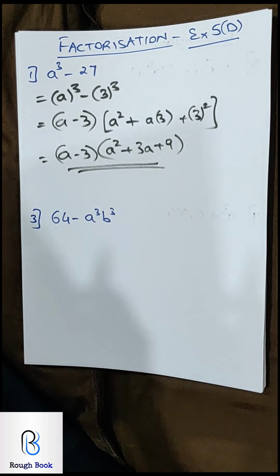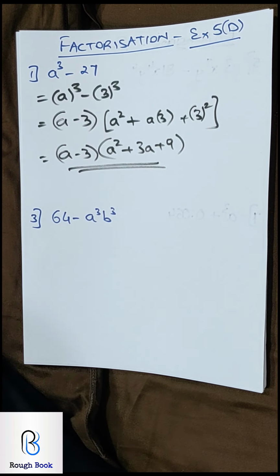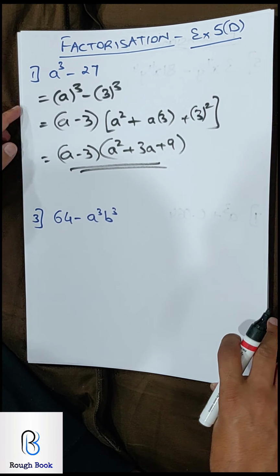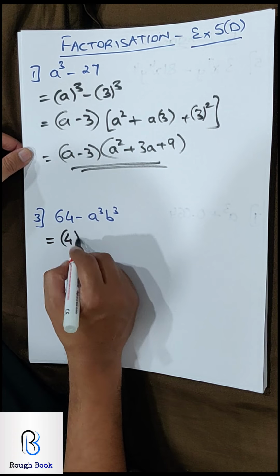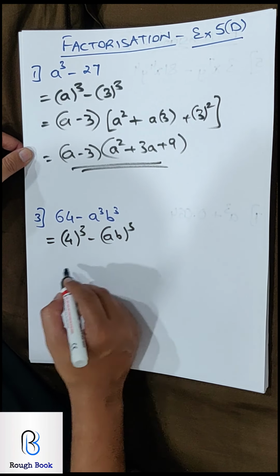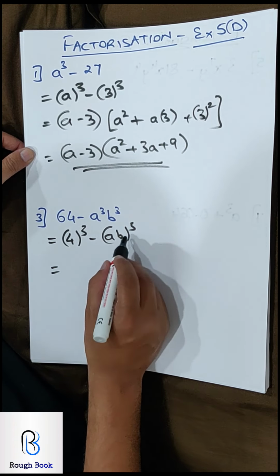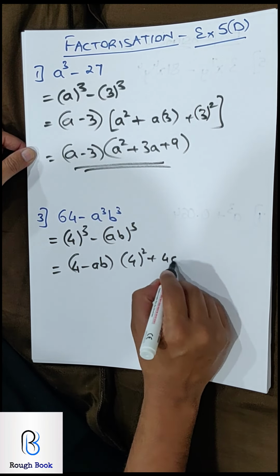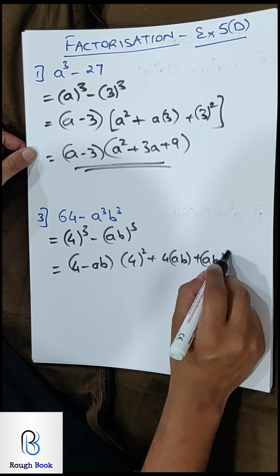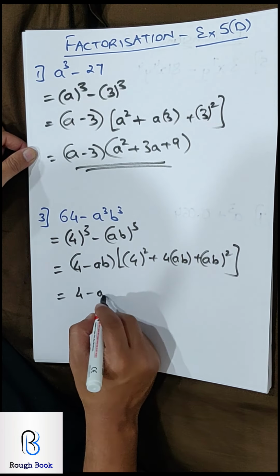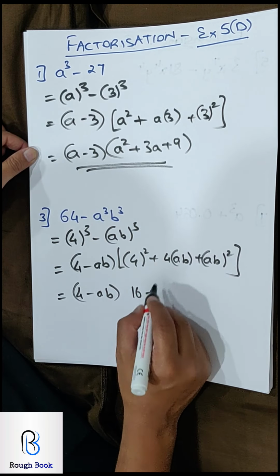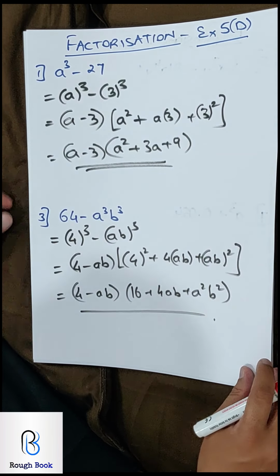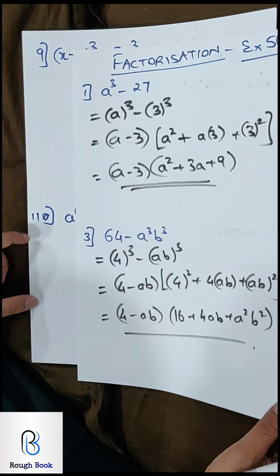It's very simple. The exercise itself is not very difficult provided you've understood the logic correct. Come on, go ahead, try the third one. Pause the video, try it yourself. So 64 is 4 cube, AB the whole cube. So A cube minus B cube is A minus B, A square plus AB plus B square. So let's sort it out. 4 minus AB, 16 plus 4AB plus A square B square. Yeah, how many hands go up who got this? Super. Let's go with the next one.